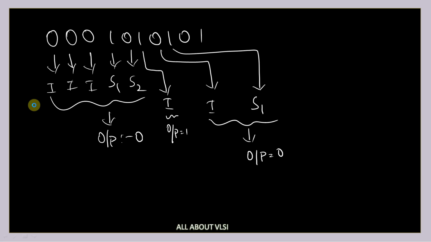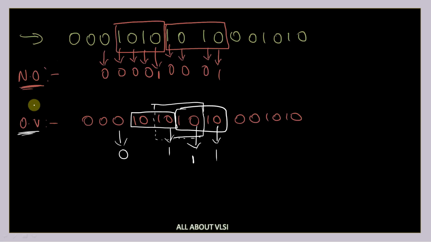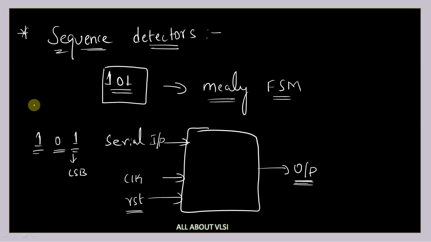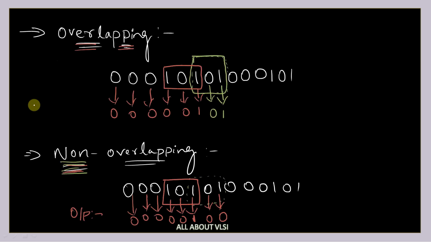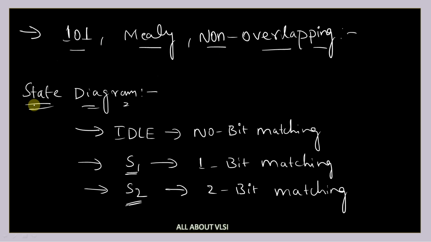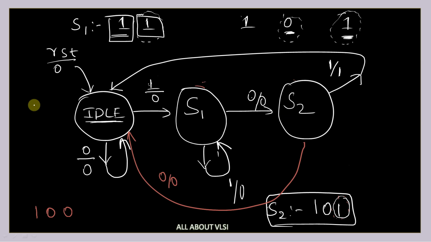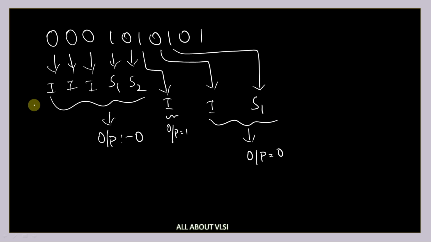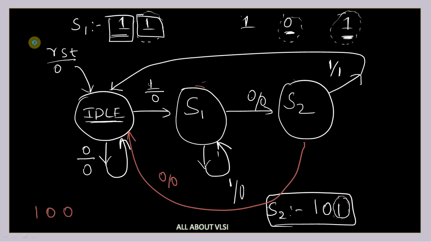So let us start this session. In our previous session, we started with FSM design, and we saw what sequence detectors are, and what overlapping and non-overlapping sequence detection mean. We also saw one example for Mealy FSM and drew a state diagram for it. So let us continue the same problem.